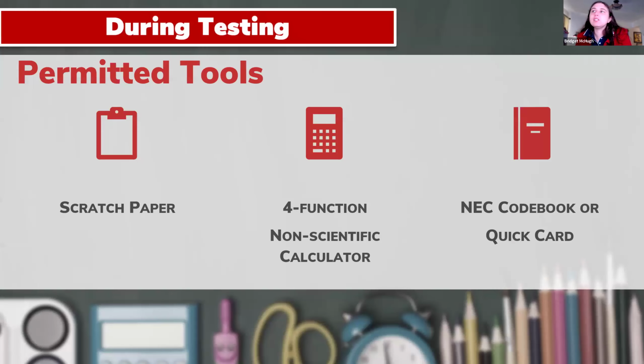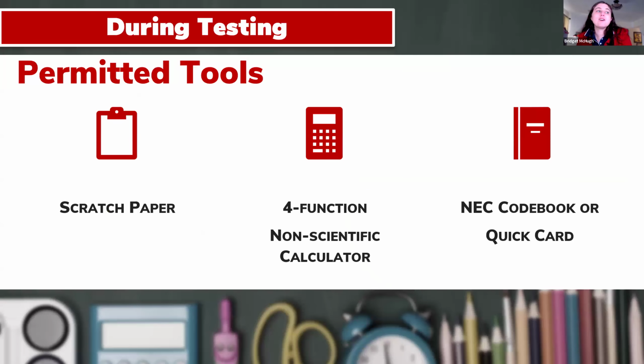I mentioned they are definitely not allowed to have access to their cell phones. So what are they allowed to have access to? One of the main things is scratch paper, and of course some kind of writing utensil to use with the scratch paper. Make sure that it's blank. Ideally it should be scratch paper that you've passed out for them, not paper that they brought, which might have notes on it. They are allowed to have a four function calculator. Make sure that it is a four function non-scientific calculator.